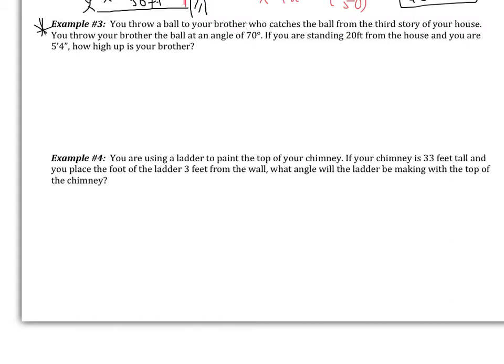Okay, so let's see how we did. You throw a ball to your brother who catches the ball from the 3rd story of your house. So I'm going to draw that first. So here's me. I'm throwing a ball to my brother who catches the ball from the 3rd story. So maybe he's hanging out of the window or something, catching this ball. So there we go. You throw your brother the ball at an angle of 70 degrees. Okay, so that 70 is going to go here, and this is a right triangle.